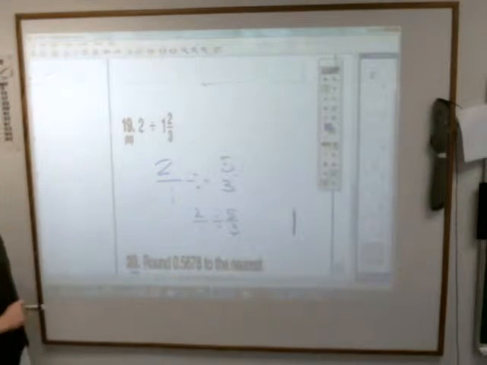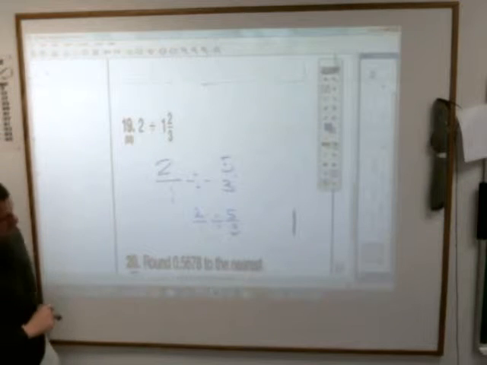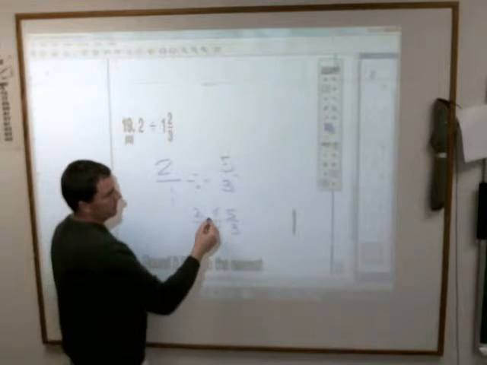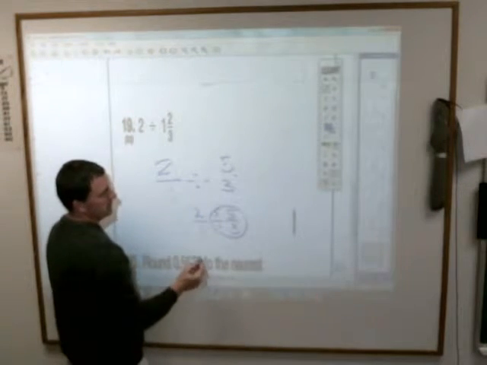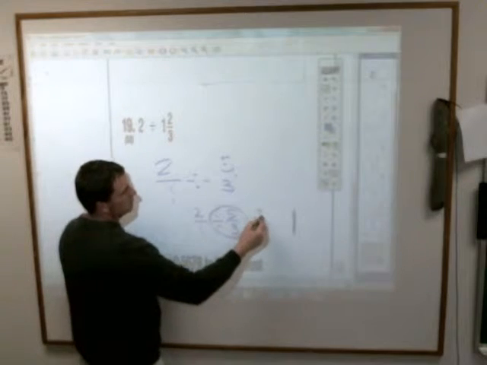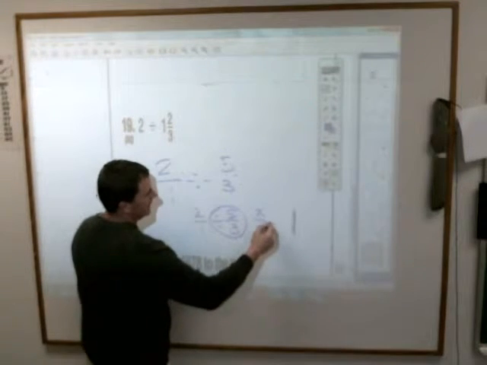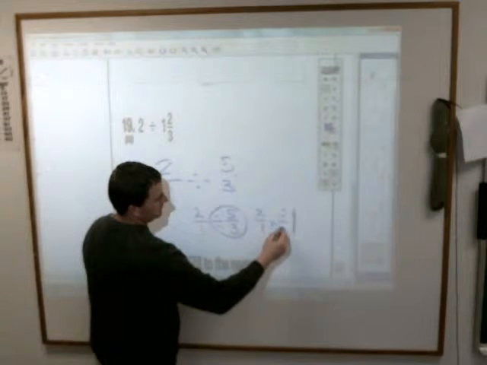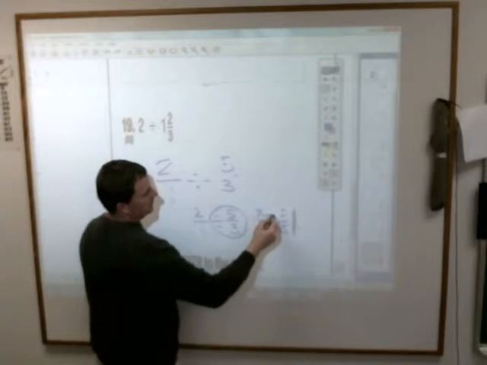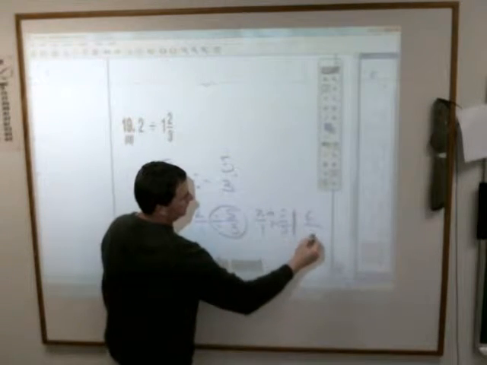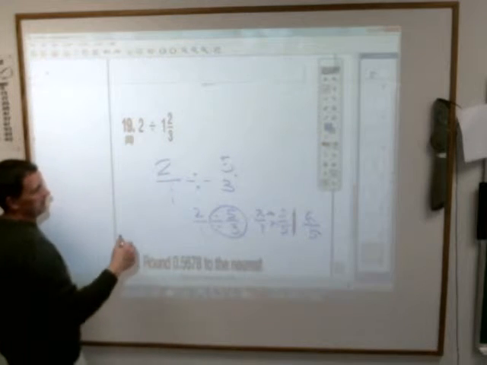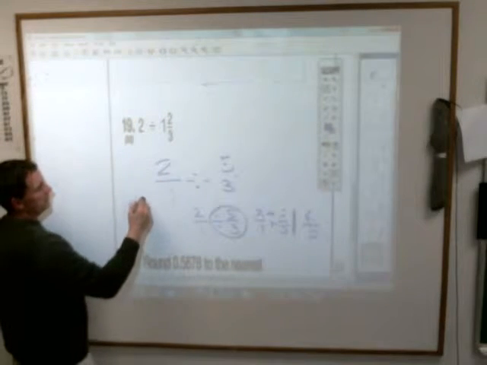Now, Ryan, you do what? You switch to the second fraction. It's always the second fraction that gets flipped and multiplied by. So this becomes 2 over 1 times 3/5. Multiplying across, you get 6 over 5. And reducing that out, it's 1 and 1/5.